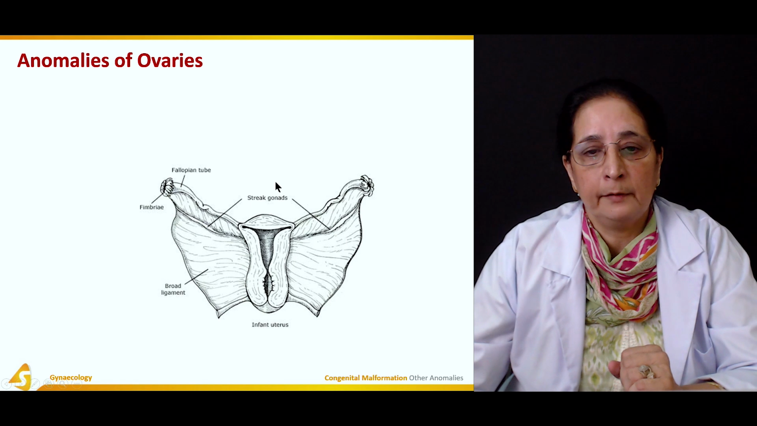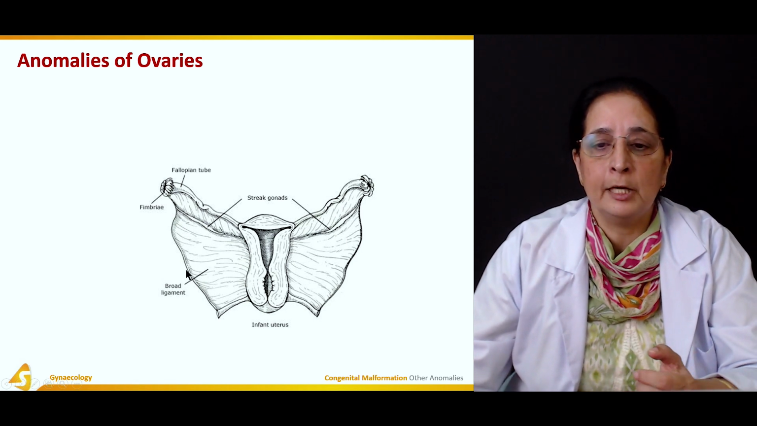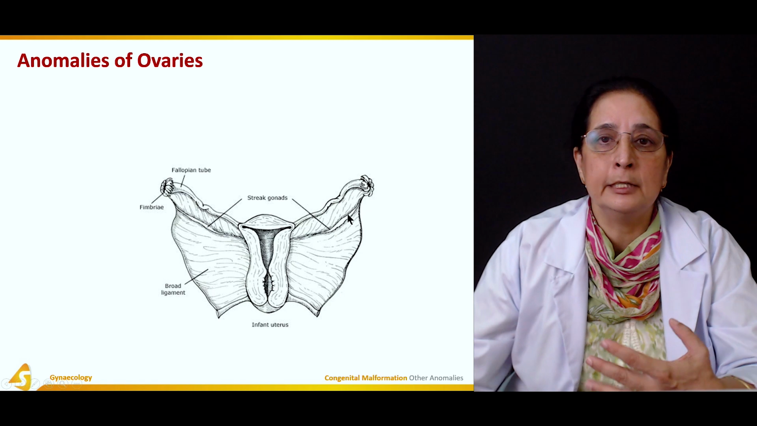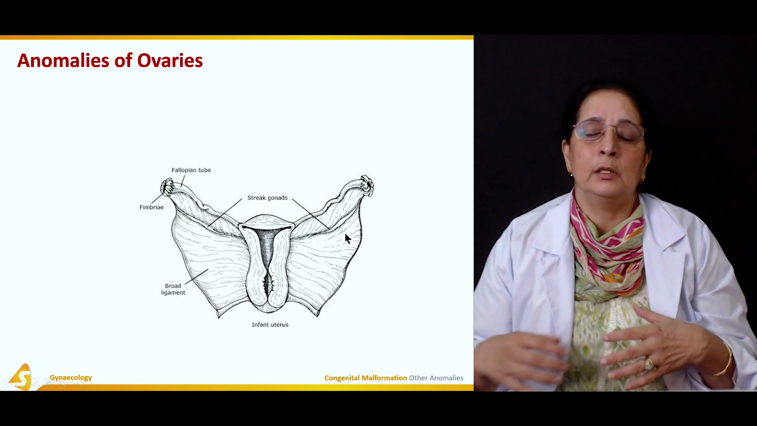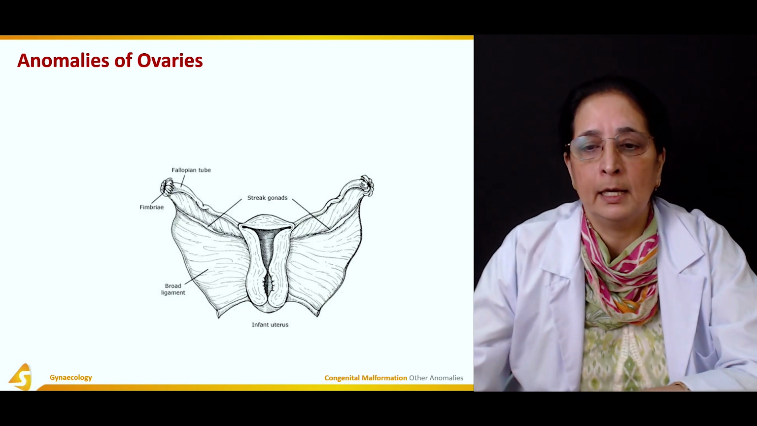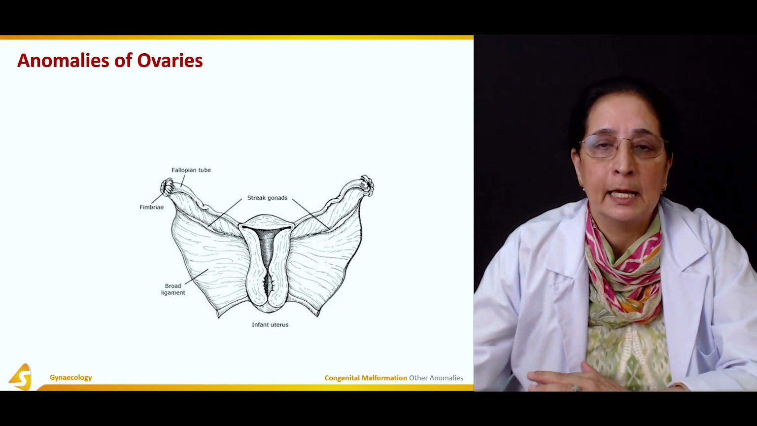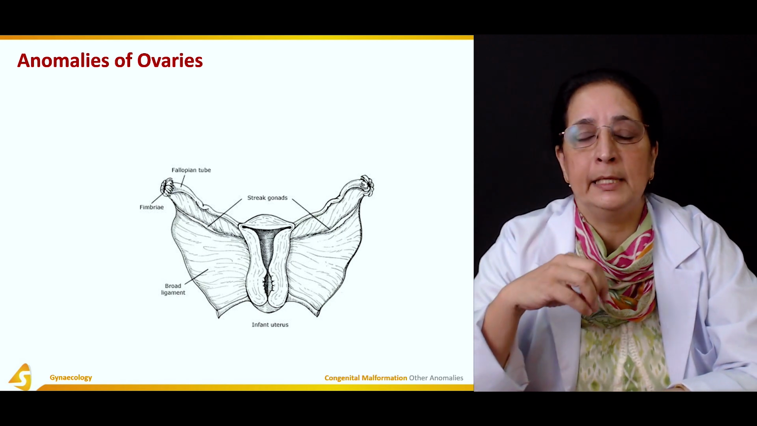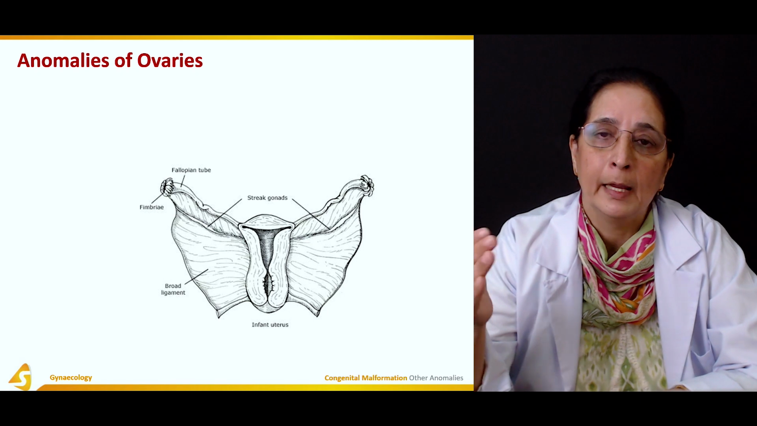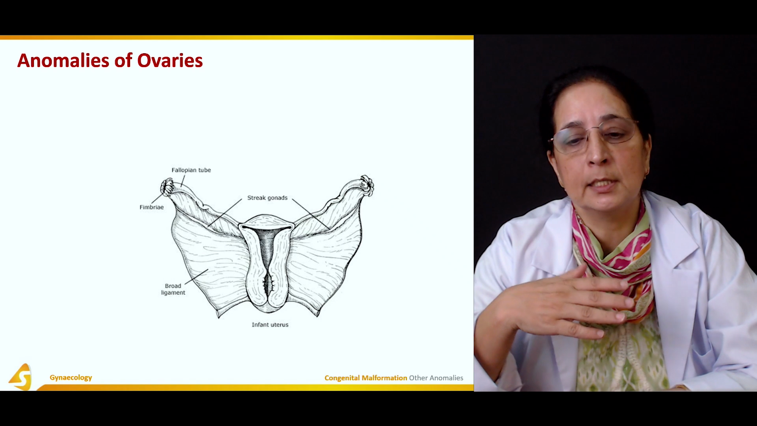In this diagram, these are the fallopian tubes. This is the broad ligament. This is the diagram of the infant uterus, where the streak ovaries are present, attached to the broad ligament, and later on the ovaries grow and become attached to the fimbriated end of the tubes. Once the ovum is released by the ovary, it is caught by the fimbria of the fallopian tube, and from there the movement of the ovum towards the uterus starts.